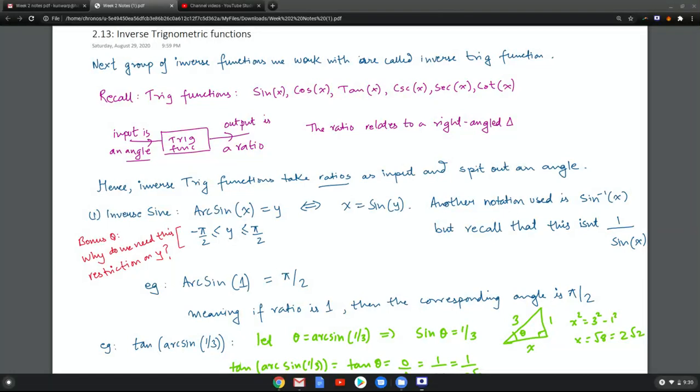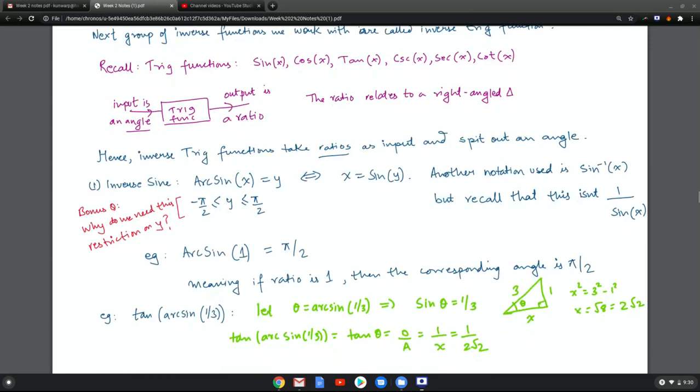Anyways, this is how it works: you input an angle and the output is a ratio, and the ratio relates to a right angle triangle which has one of its angles as the input. So if you look at the inverse trig function, it's going to take a ratio as input and it's going to spit out an angle.